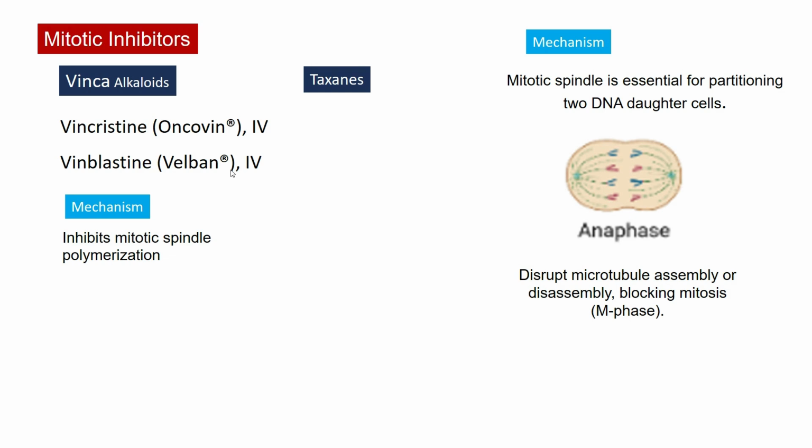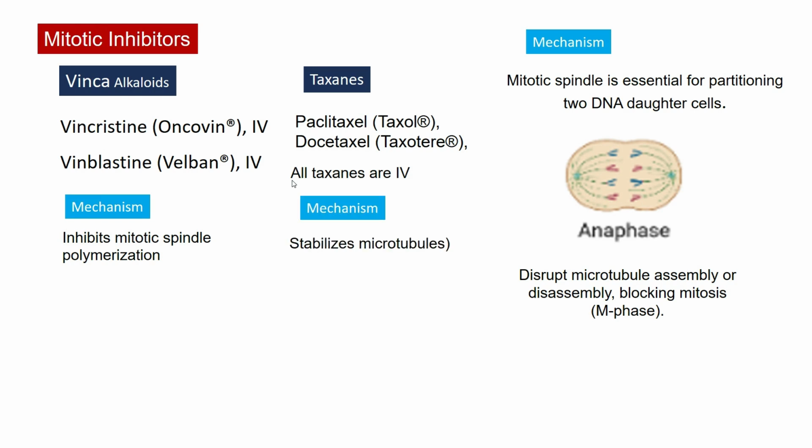These drugs inhibit mitotic spindle polymerization. And taxanes, paclitaxel, docetaxel, are all IV dosage forms. They stabilize the microtubules, compared to the others that inhibit. The major toxicity of this category is peripheral neuropathy, mainly caused by vincristine and taxanes. That's one of the toxicities commonly tested in the exam, so keep an eye on that one.